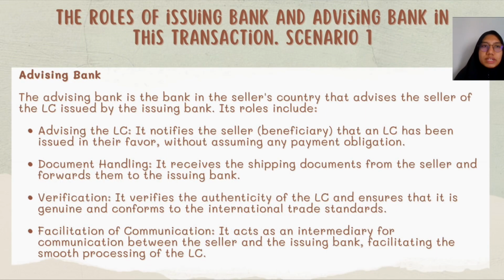Okay, for the last one, I will explain the role of the issuing bank and advising bank in this transaction for scenario 1. The first one is the issuing bank. The issuing bank is the bank that issues the letter of credit at the request of a buyer. This role includes issuing the LC at the buyer's request. The issuing bank creates the LC in favor of the seller. Next is guaranteeing payment. The issuing bank guarantees payment to the seller upon presentation of the specific documents that comply with the terms and conditions of the LC.